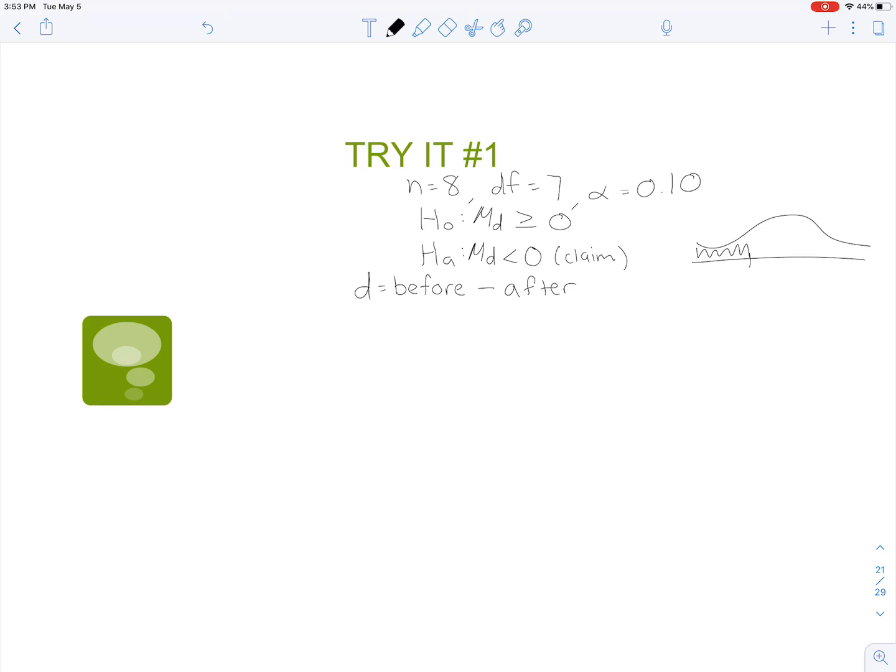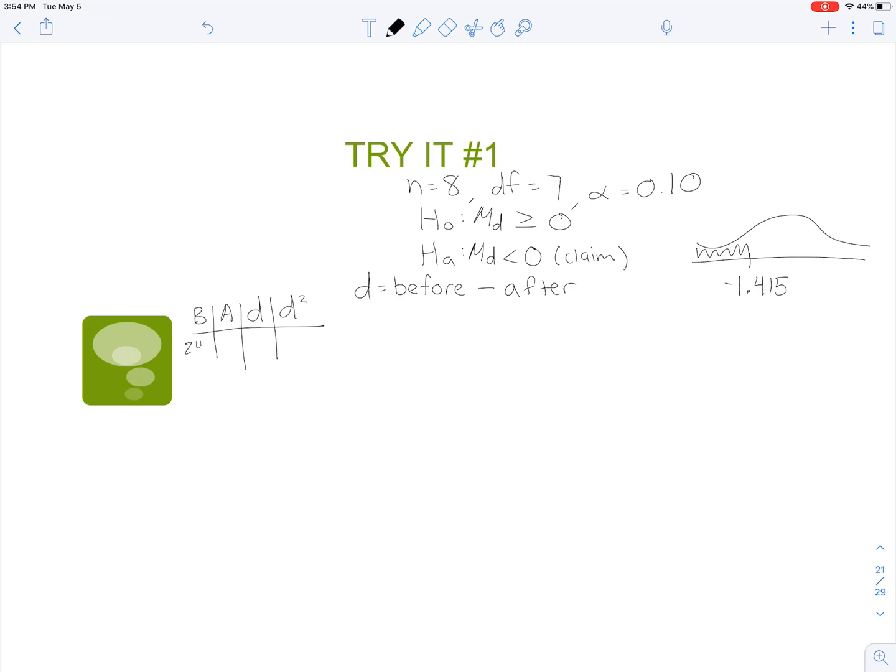So looking at my t chart at 0.1 and a degree of freedom of 7, I find it to be negative 1.415. Now I need to find all of my information so that I can plug it into my t equation to test, seeing if it's in the rejection region or not. So they give me the heights for before and the heights for after. I will need d and d squared.